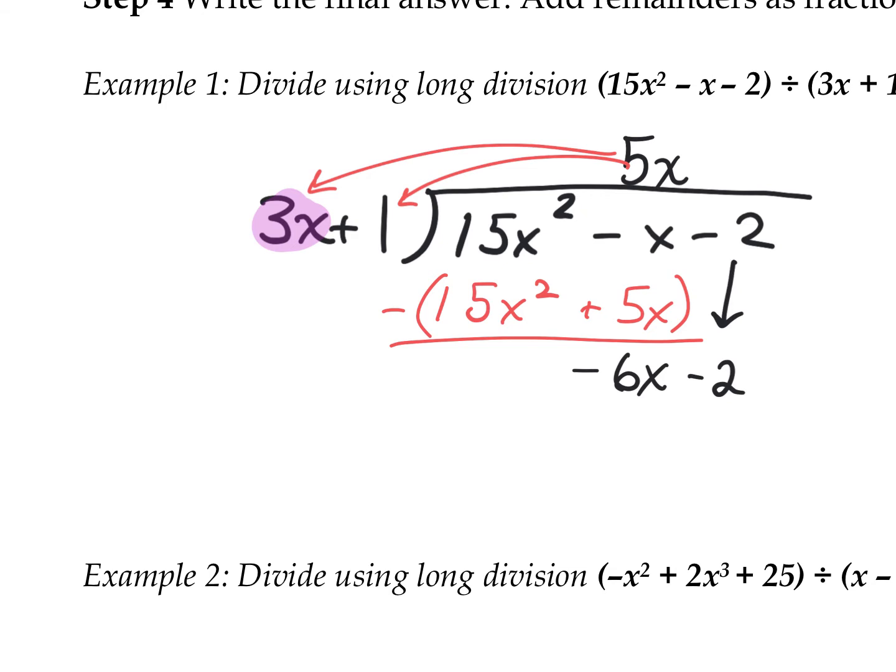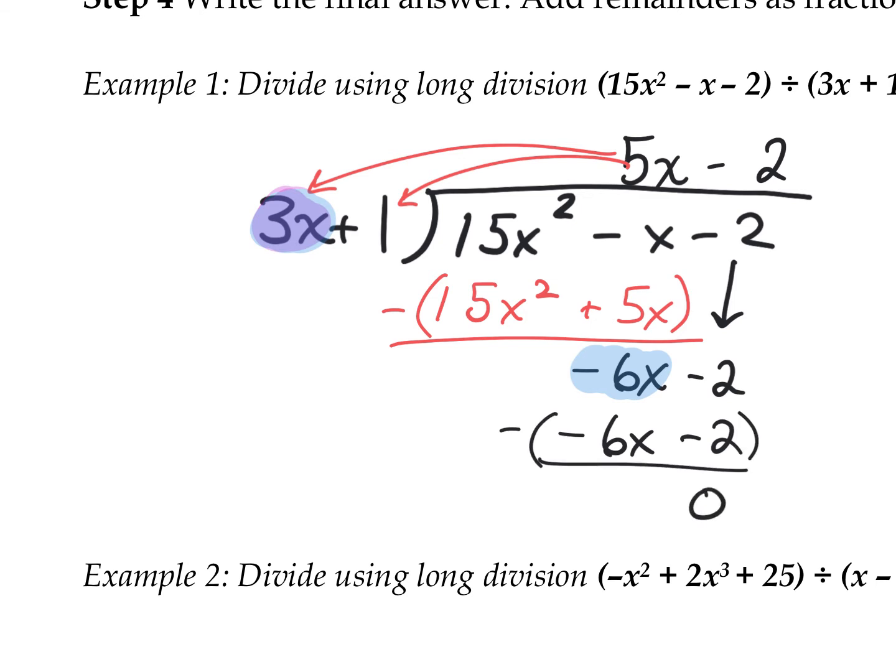I ask myself, how many times does 3x go into negative 6x? It would go in negative 2 times. That negative 2 goes up here. That negative 2 gets multiplied, and we subtract, and we have 0 remainder. For this particular problem, our solution is just 5x minus 2.